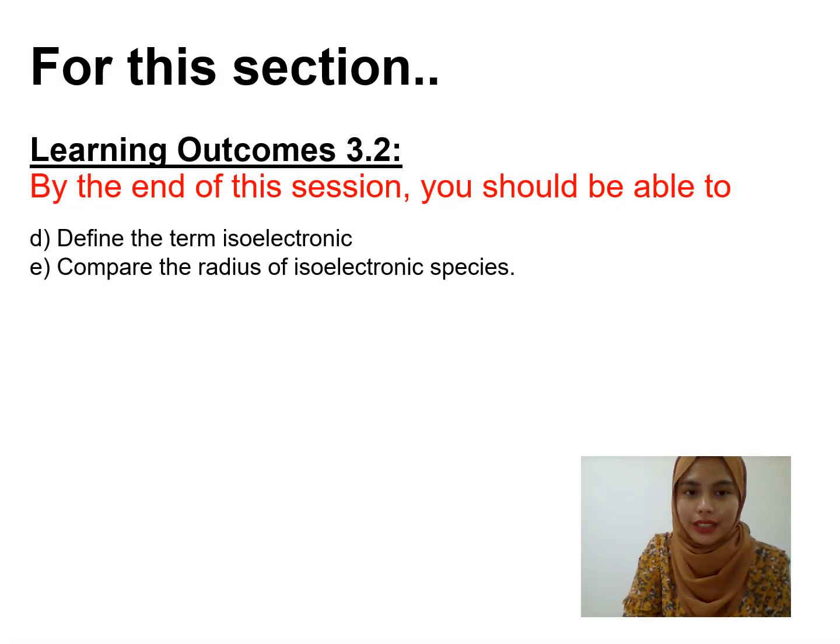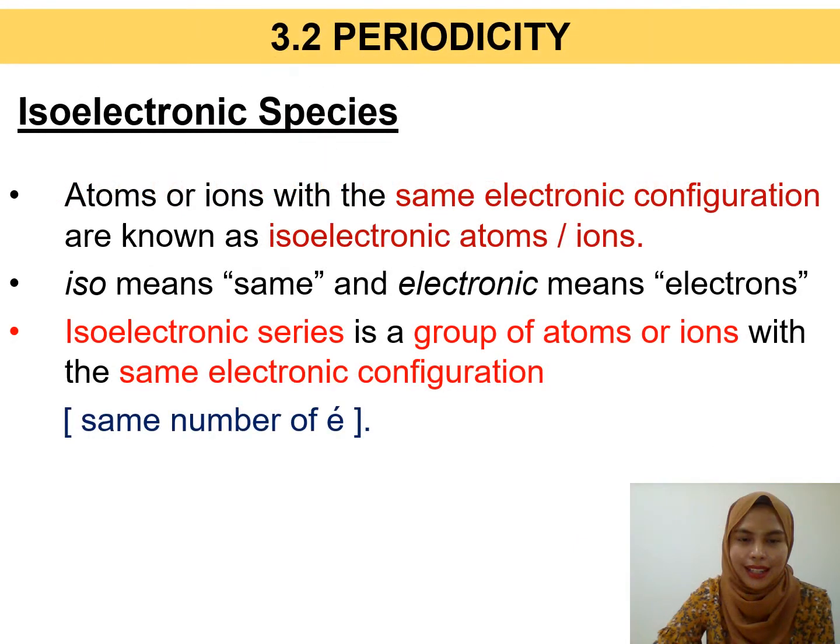For this section, I would like to teach you how to define the term isoelectronic and how to compare the radius of isoelectronic species. Okay, so what is isoelectronic species? Iso maksudnya sama, electronic adalah electrons.